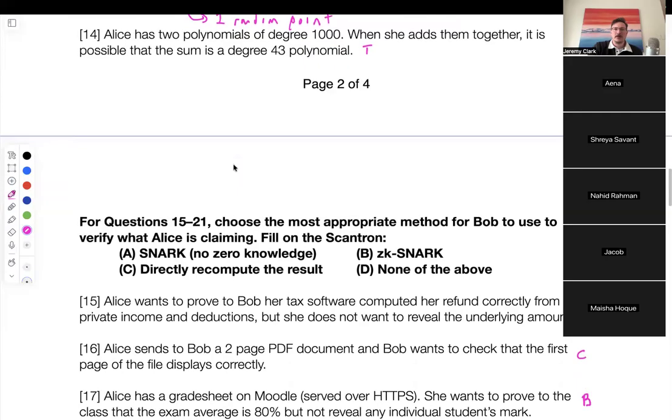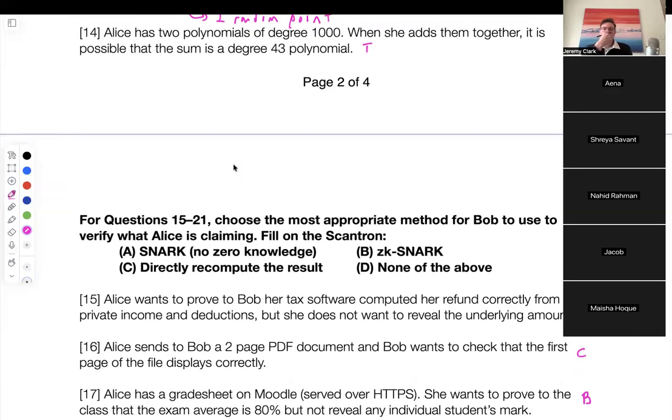Okay. Alice has two polynomials of degree 1000. When she adds them together, it's possible that the sum is a degree 43 polynomial. So this is true. What can happen is you can have higher order terms. Say you have x to the 1000 with coefficient a, and in the other polynomial, you have some coefficient b along with it. If these two things add up to 0, then they cancel each other out.